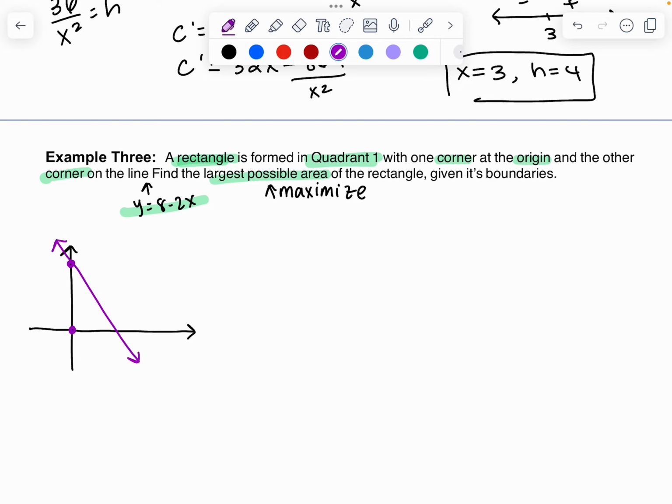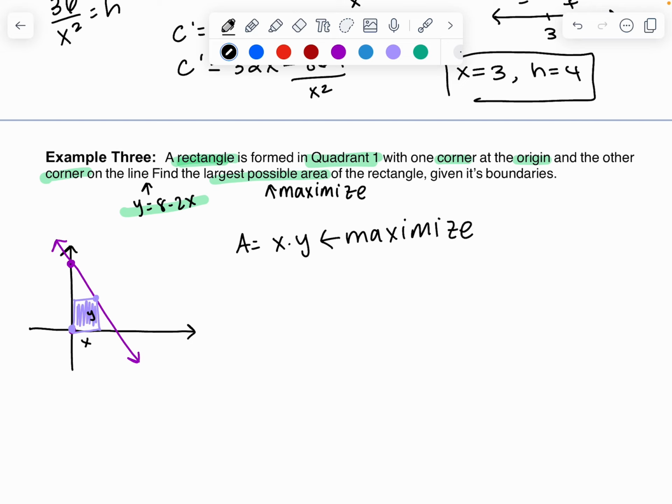And it says that there is a rectangle who has one corner on the origin and another corner on this line. So it's going to look a little bit like this. This is our rectangle. And we're trying to find the largest possible area of this rectangle. So let's go ahead and start with the area formula. The area formula is length times width, but I'm going to use x and y here because we're working on a coordinate plane. So x times y. This is going to be x, this is going to be y. And this is what we're trying to maximize.